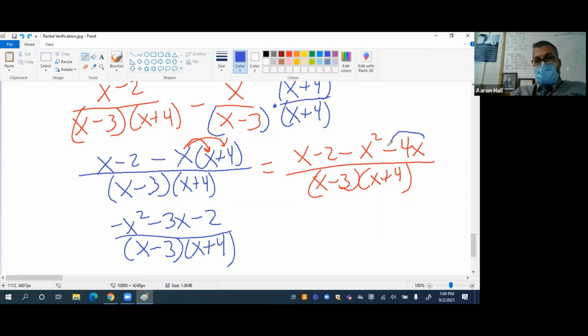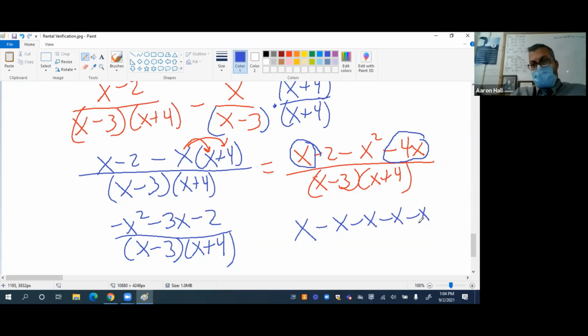Oh yeah, this one here. Is that what you're talking about? So what I have is x and then minus x minus x minus x minus x. Is that the same? Is that the same representation? And then these go away, leaving us with negative 3x.